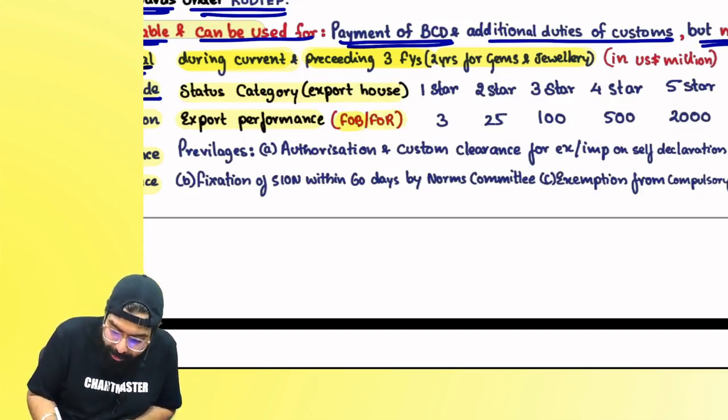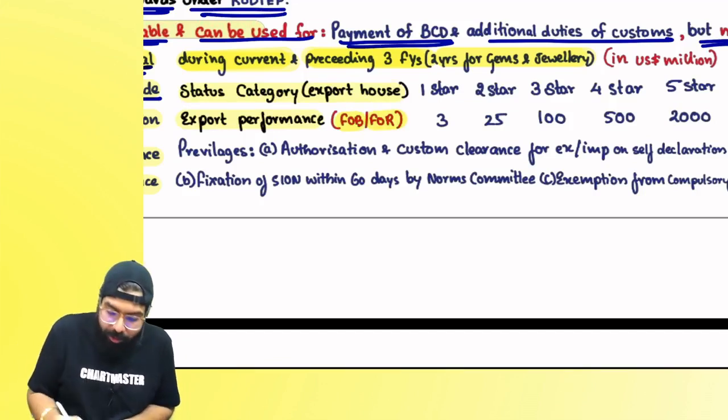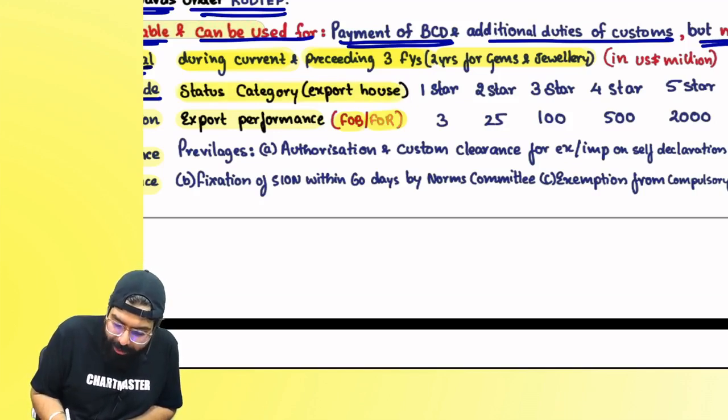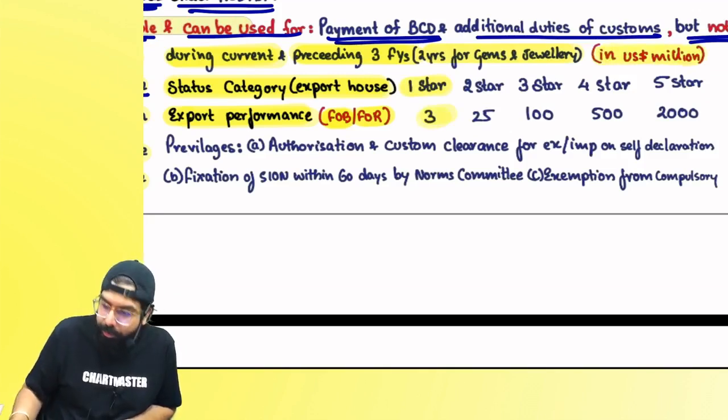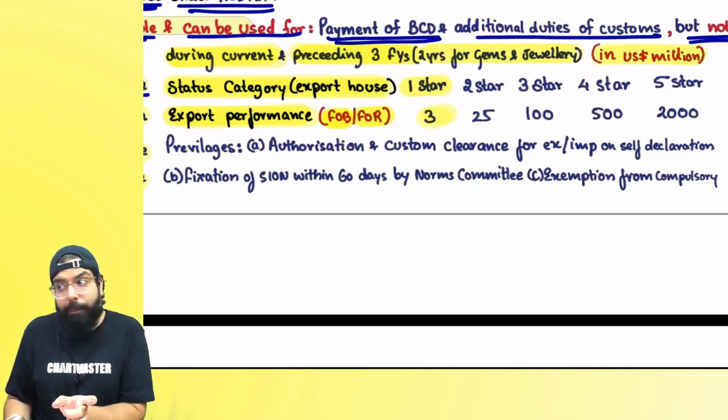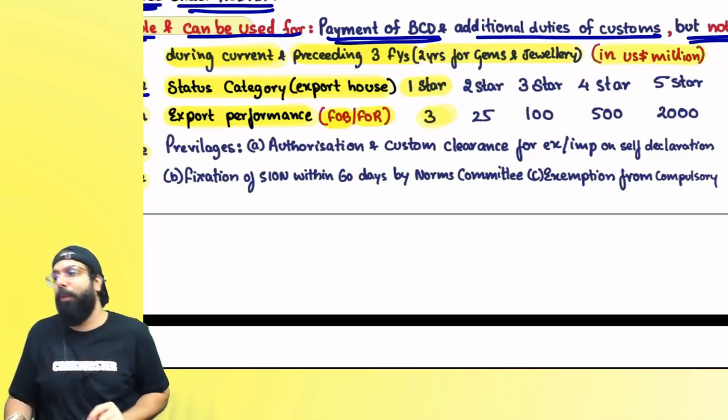If you are exporting by road, it is FOR. So they are telling, sir, freight on road and free on board. They are telling, sir, if you are exporting, you will be given one star when your exports are $3 million. Sir, not 3 rupees, $3 million. That is your current year's performance, and the last 3 years' performance will be seen.